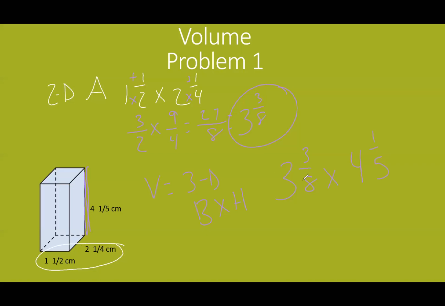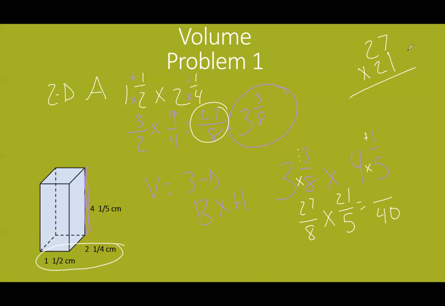Now, I have this as a mixed number, but when I multiply back, 8 times 3 is 24, 25, 26, 27 is 27/8, just like this here. And now I'm multiplying. 5 times 4 is 20, plus 1, 21/5. So I've got some big numbers here. 8 times 5 is 40. And let's multiply 27 times 21.